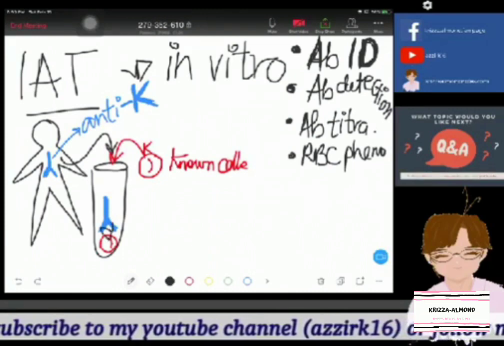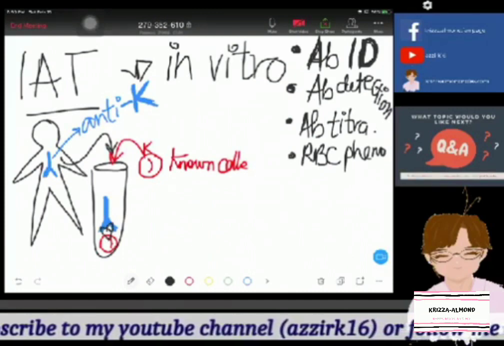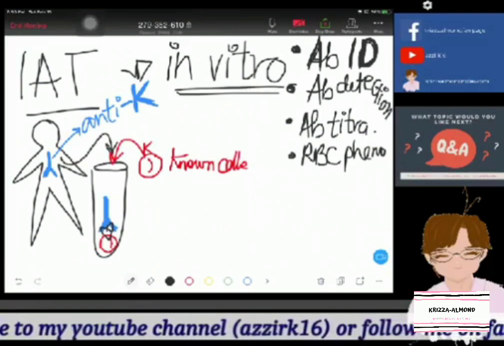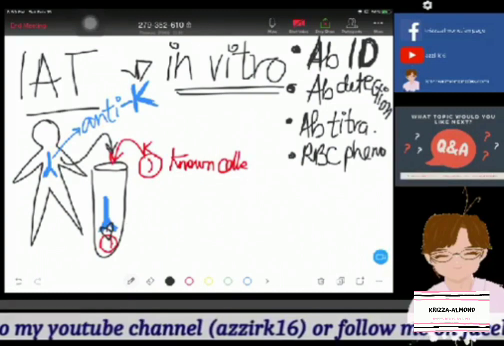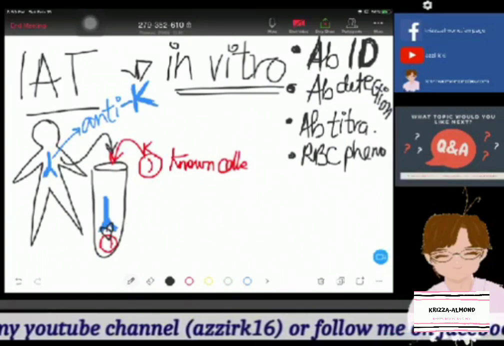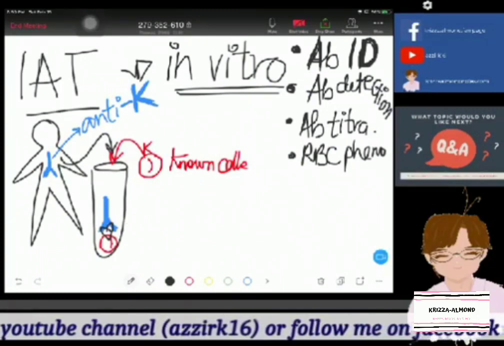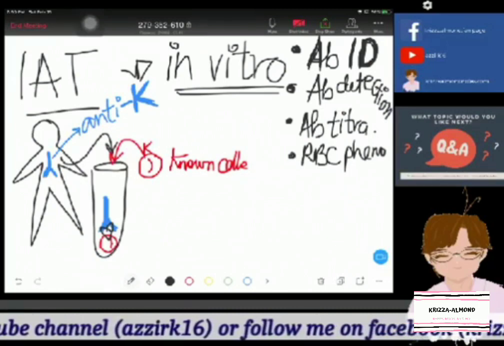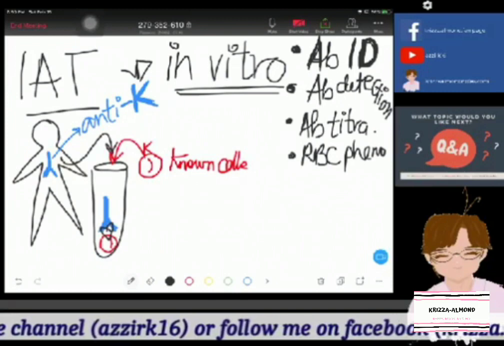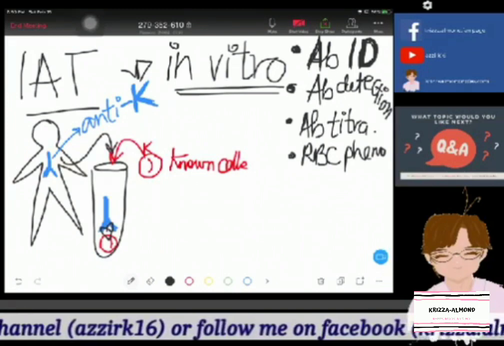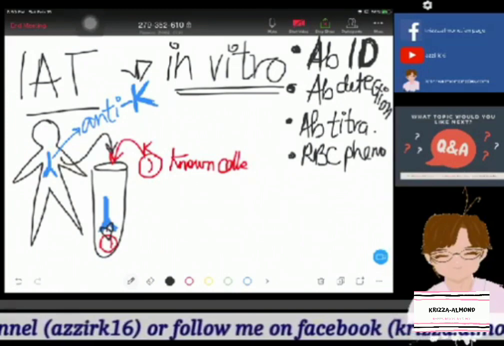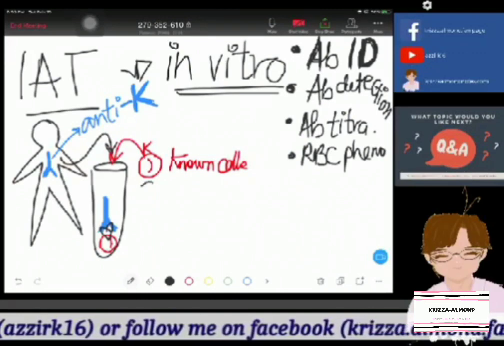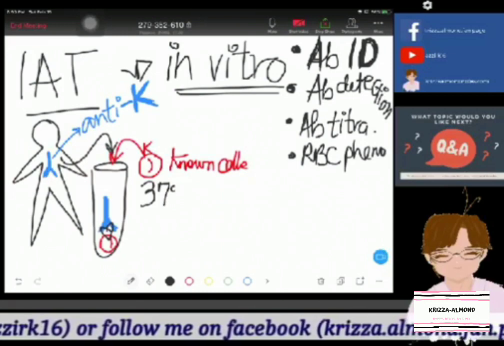Sa loob mismo ng test tube nagkaroon ng sensitization si antibody tsaka si antigen. Again, that emphasizes IAT is for in vitro sensitization. Okay? Magkukos ba yan na agglutination ulit? Hindi pa po. Kasi nga, dahil IgG antibodies usually ang ating mga significant antibodies detected, they will not be causing direct agglutination. Alright? So, after incubating, incubate po muna natin ito at 37 degrees Celsius.